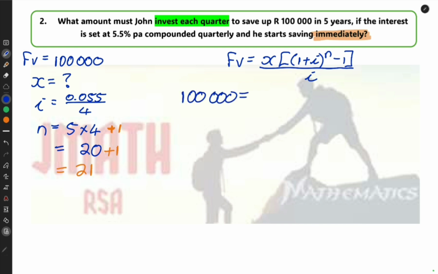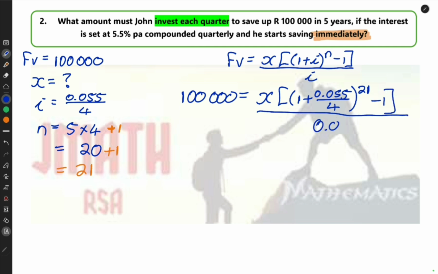100,000 is equal to, I don't know what x is, 1 plus 0.055 over 4 to the power 21 we worked out, and all of that is still over I. There we go. So now I need to work out what is x. So you don't need to do all the steps in between. The only thing you need to write for your teacher is going to be x is equal to 100,000 divided by that entire fraction, without the x.